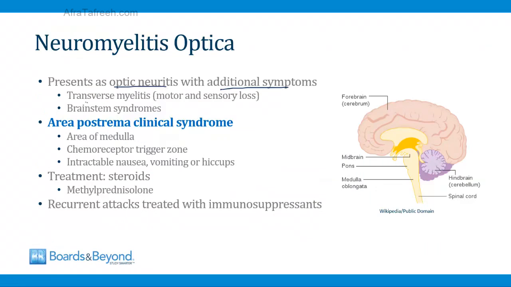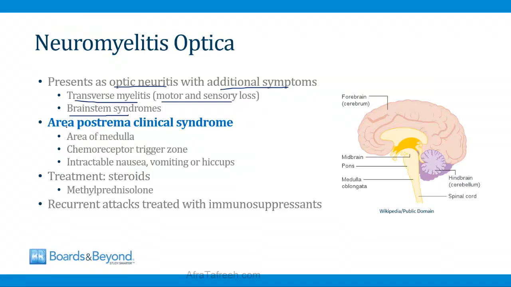The additional symptoms include transverse myelitis, which is a spinal cord problem that leads to motor and sensory loss, and also brainstem syndromes with motor and sensory problems related to the cranial nerves. And all of these things, optic neuritis, transverse myelitis, and brainstem syndromes, can happen in multiple sclerosis, and I talk about them in greater detail in the video on MS.